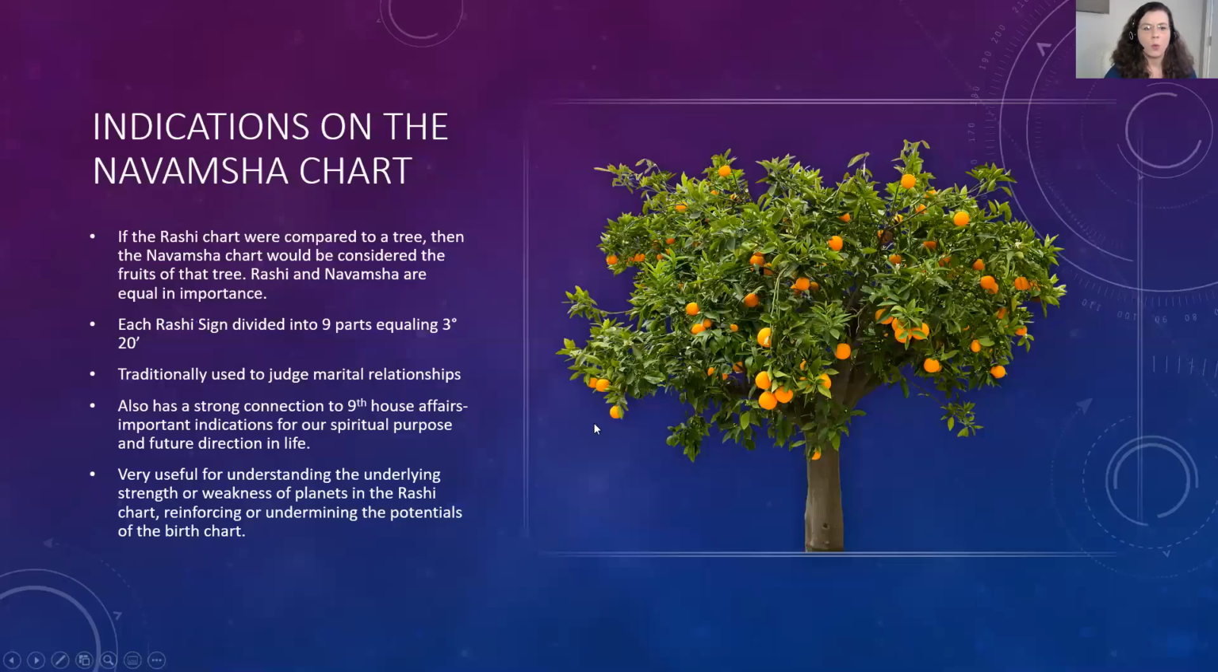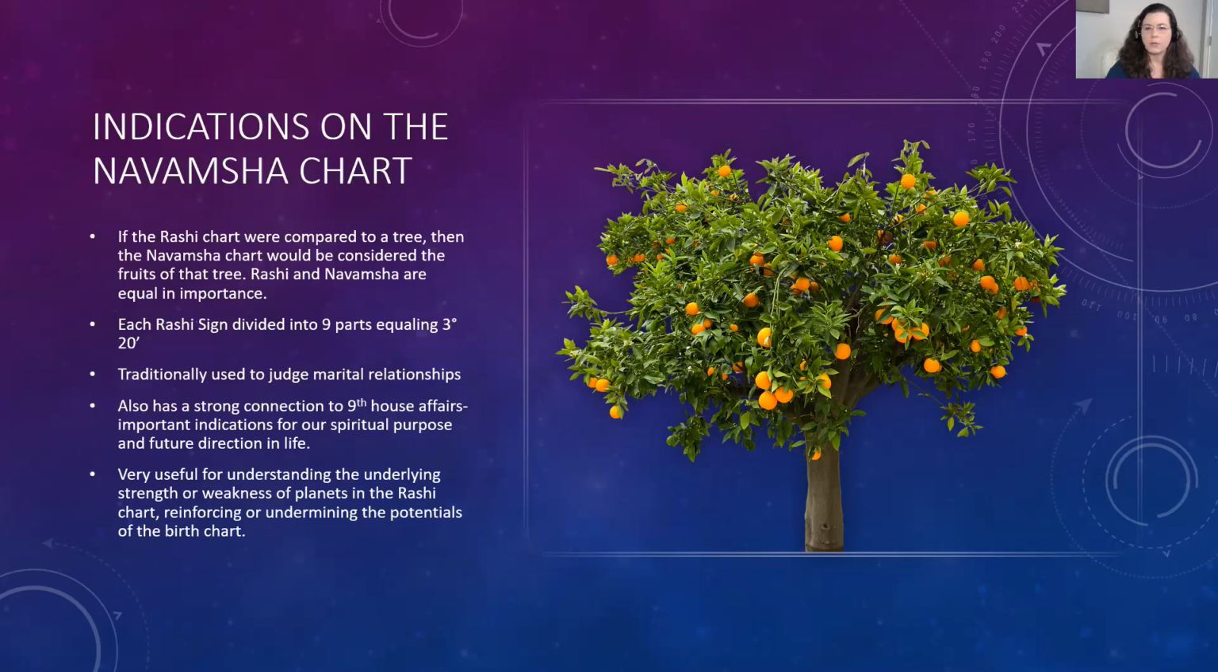So let's talk about what the Navamsha chart is and the indications on the Navamsha chart. If the Rashi chart were to be compared to a tree, then the Navamsha chart would be considered the fruits of that tree. The Rashi and the Navamsha are really considered to be equal in importance. It really relates to one's dharmic path and gives a person their sense of purpose and direction in life.